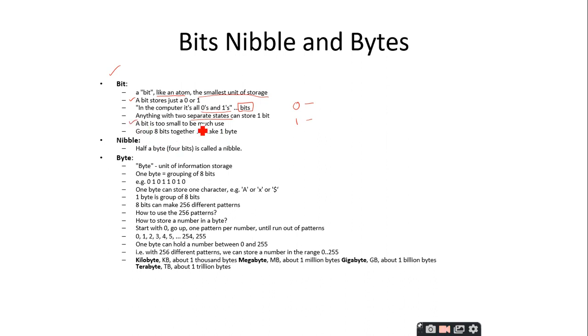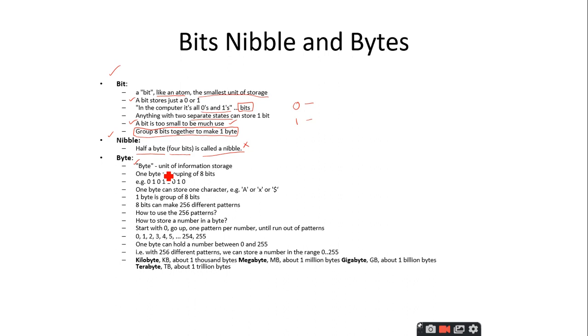I told you that a bit is too small to store a large amount of data, so we group bits to represent huge amounts of data. A group of 8 bits together is called 1 byte. A nibble is half a byte, which is 4 bits of data. As I told you, this is not used anywhere in the computer world.